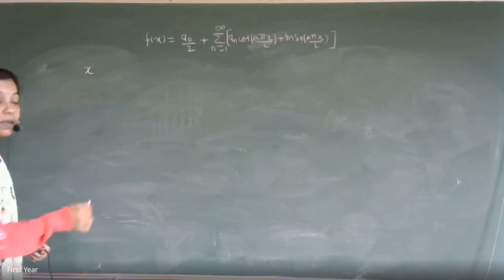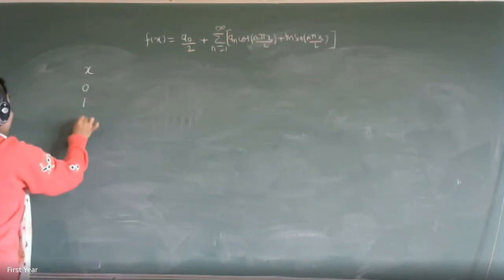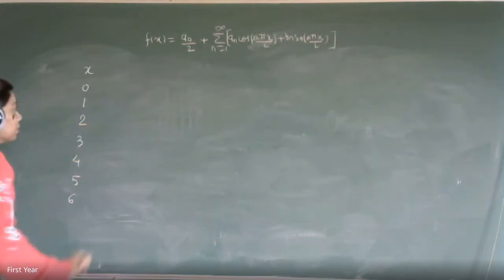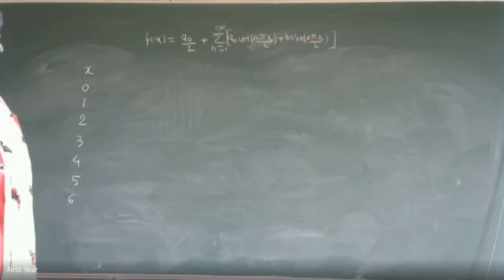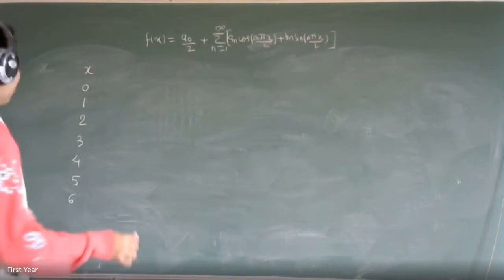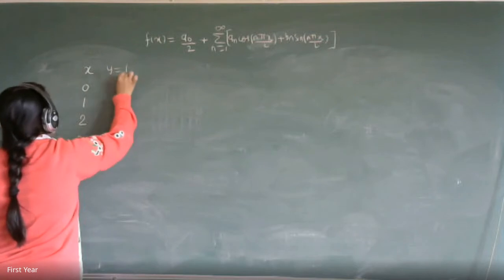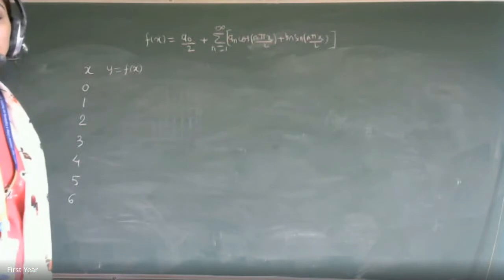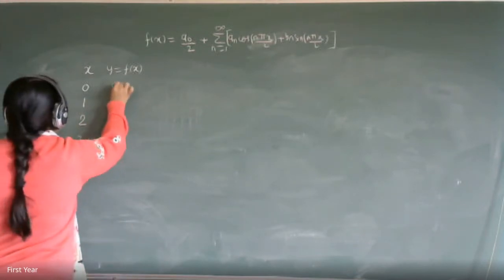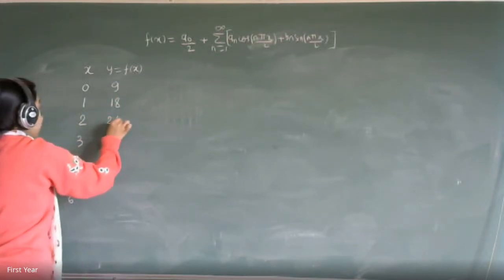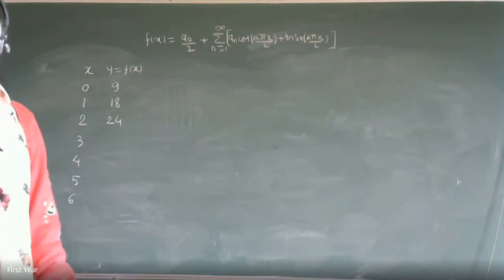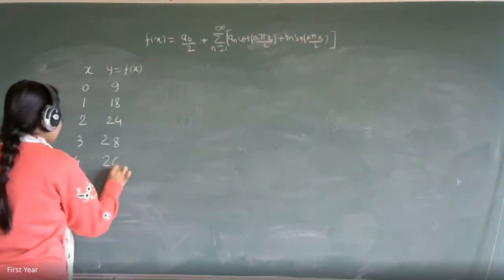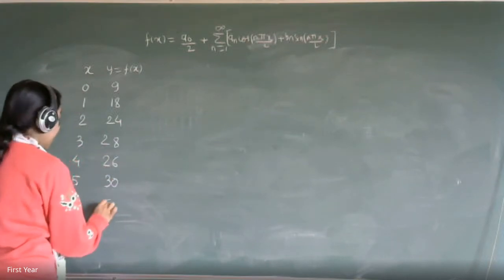x is 0, 1, 2, 3, 4, 5, 6. And y, which is f of x, whose Fourier series you want to find, is 9, 18, 24, 28, 26, 30, and 9.